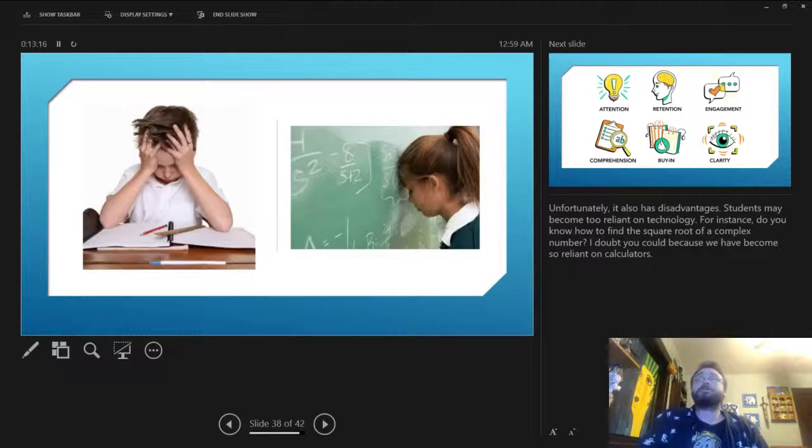Unfortunately, it also has its disadvantages. Students may become too reliant on technology. For instance, do you know how to find the square root of a complex number? I doubt you could because we have become so reliant on calculators.